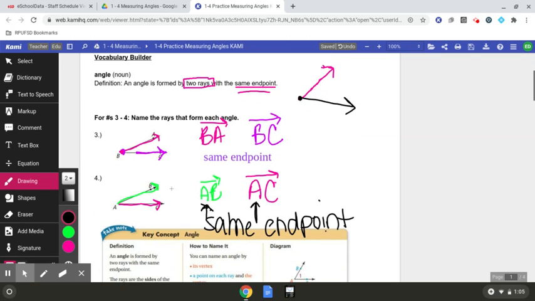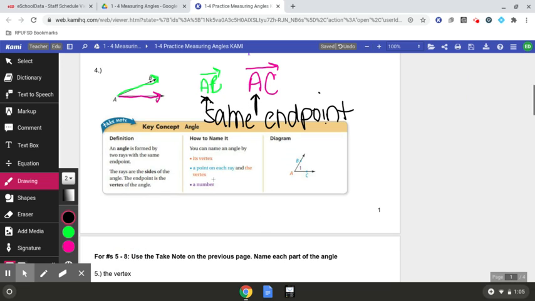Okay, below here we have the key concept box, which says that an angle is formed by two rays that have the same endpoint. The rays are the sides of the angle, and where they touch in the center is called your vertex. There are 3 ways to name an angle. The first way is by its vertex, which is that point. In this case, this would be A. So if I look at the diagram, it is angle A. That would be one way.